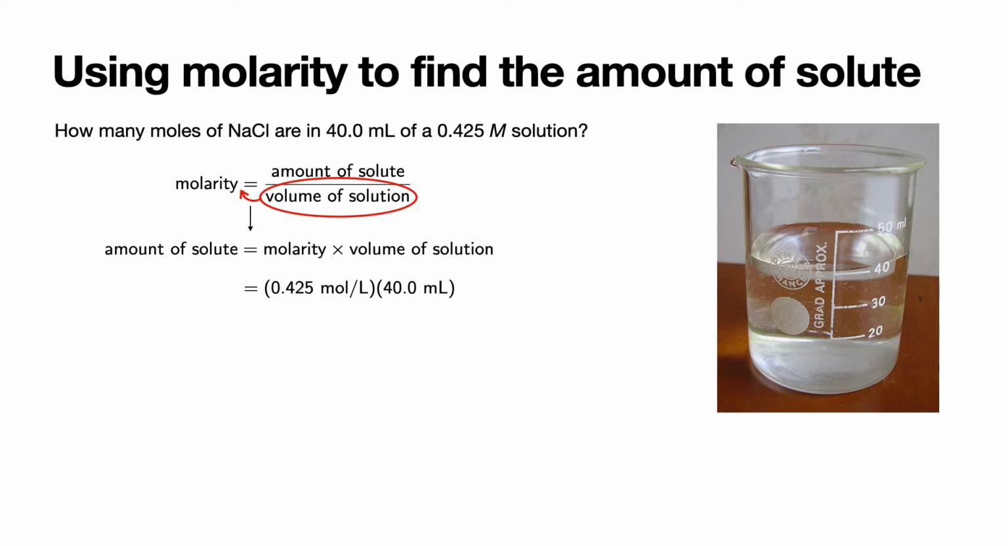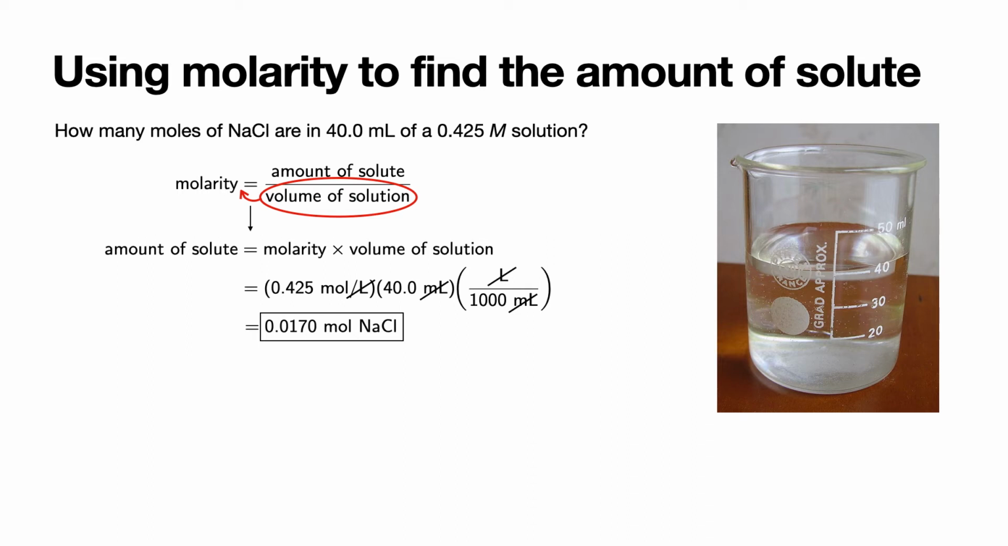And I can do that simply by adding in a conversion factor. 1 liter is 1,000 milliliters. And so if I set that up as liter divided by 1,000 milliliters, now my units will work out. The liters will cancel, the milliliters will cancel, and plugging these numbers into a calculator will give you that the amount of dissolved solute in this case is 0.0170 moles of sodium chloride. So this is one way to work out the answer to this question using the formula for molarity.